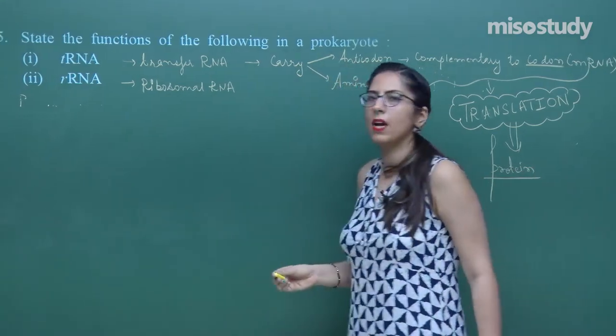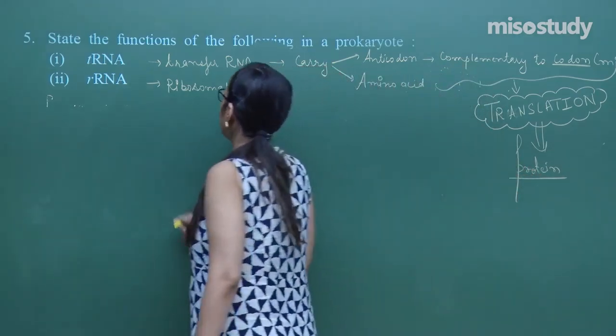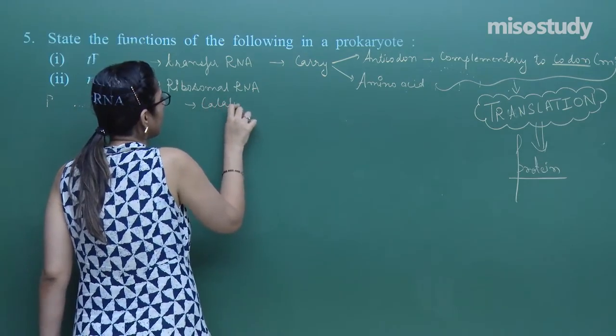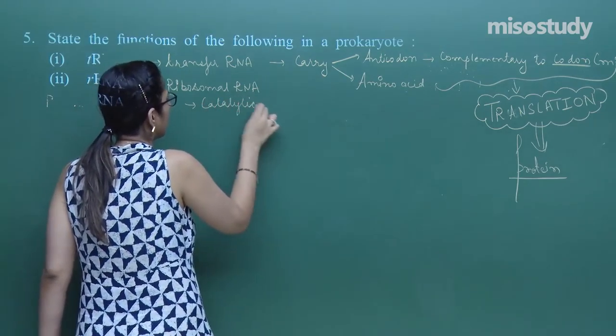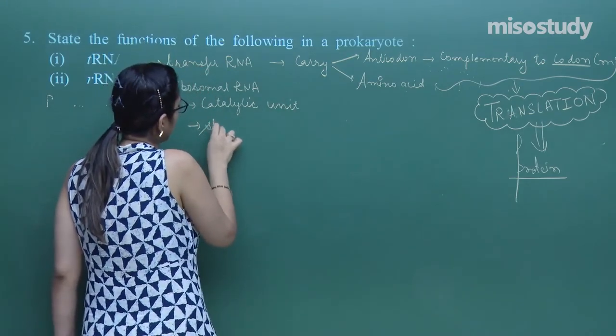Now just come back to this rRNA, that is ribosomal RNA. So ribosomal RNA has two functions. One is that it acts as a catalytic unit. And second, it acts as a structural unit.